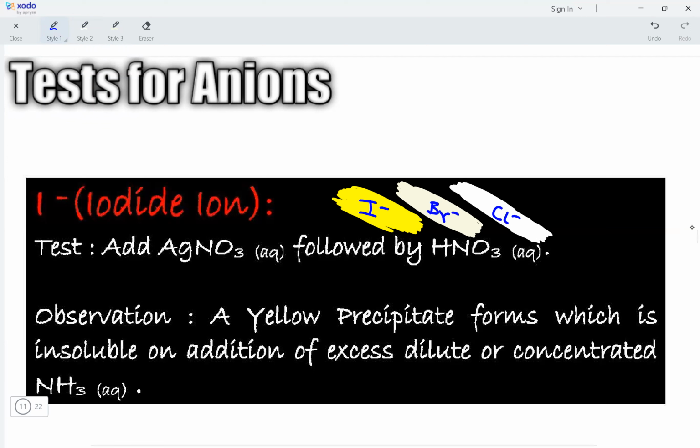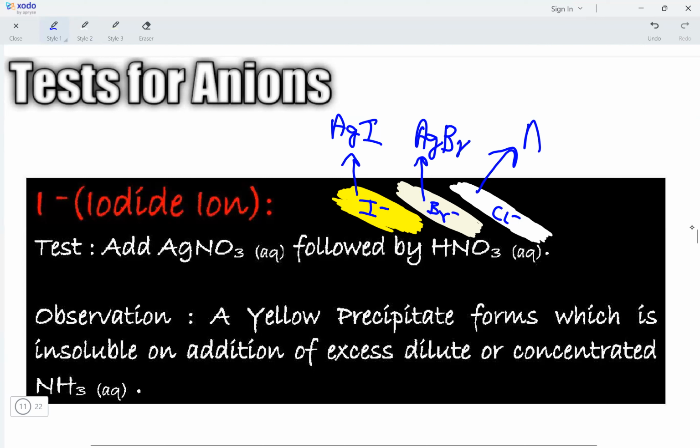In fact, the yellow color is for silver iodide, the cream color is for silver bromide, and the white color is for silver chloride. So hopefully the colors make it easier to remember.